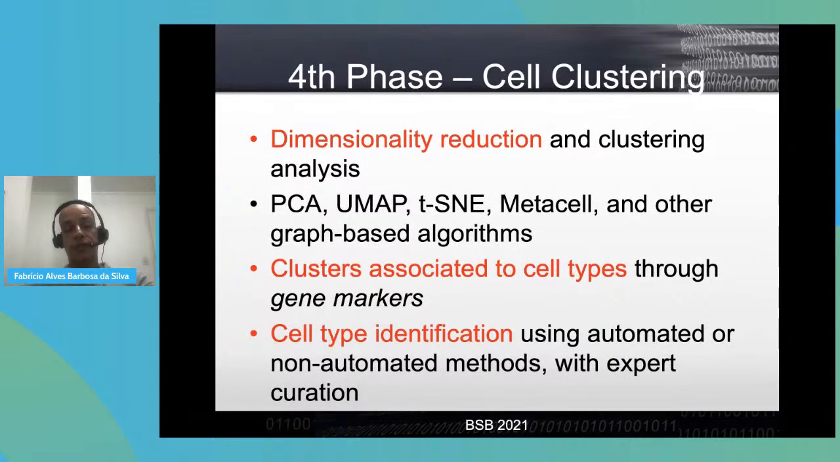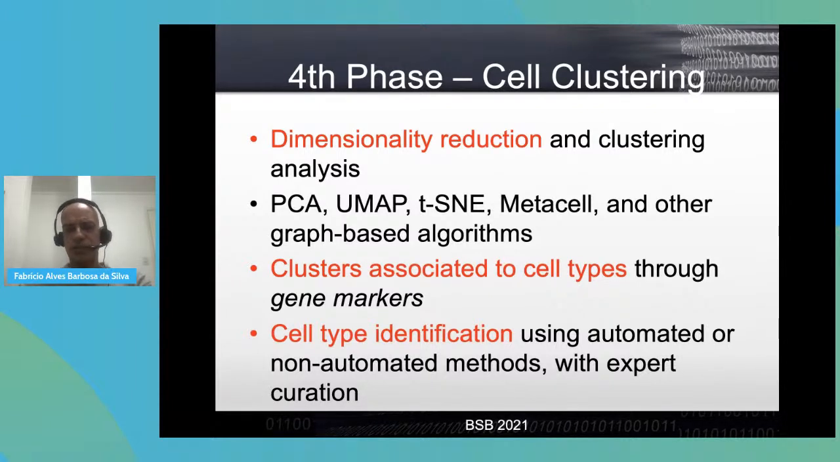Okay, for the fourth phase, we have the cell clustering. First, we do some dimensionality reduction, and for that, we can use a number of algorithms. For instance, you can use PCA, UMAP, t-SNE, MetaCell, and other algorithms. It depends. Sometimes you can use a PCA and UMAP, for instance. First a PCA, then a UMAP processing.